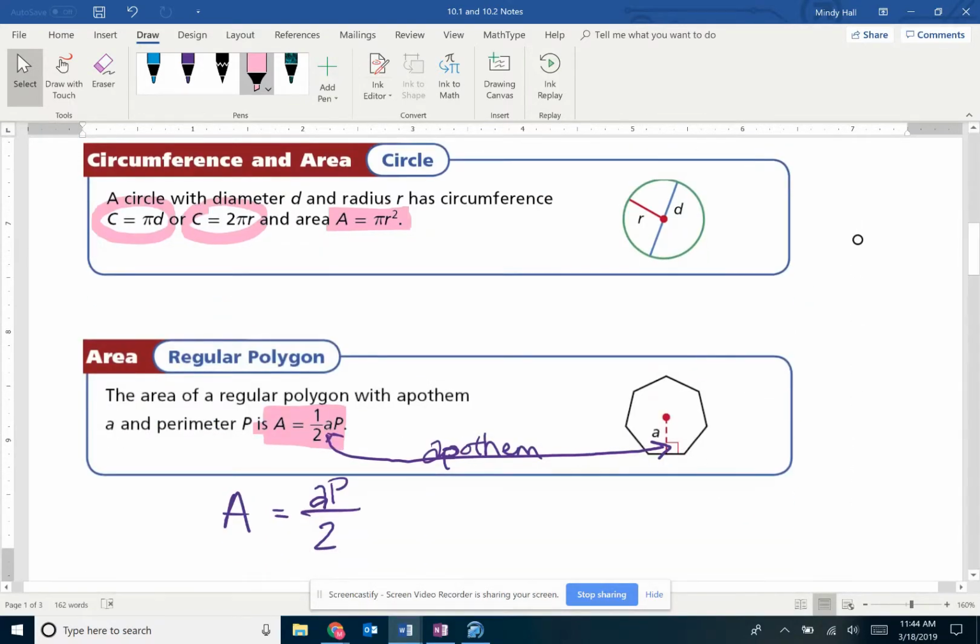For circles, you might have to have some calculations with circumference, so we went ahead and gave those to you. And then your area for a circle is A equals pi r squared.